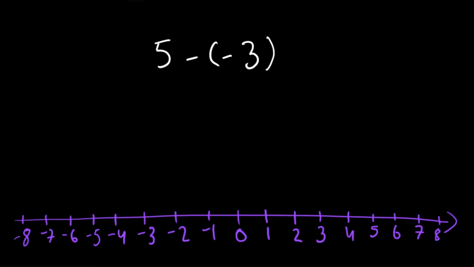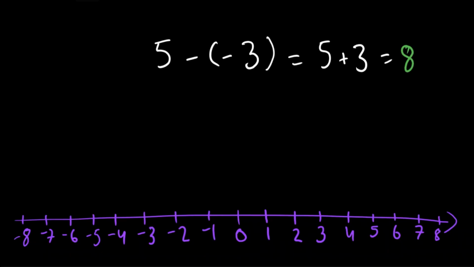Subtracting a negative, like in this case, is the opposite of subtracting, which is adding. Remember, subtracting means moving opposite of, and negative means to the left. So we're moving opposite of left or right, which is adding. So we can rewrite this as 5 plus 3, which we know the answer to is 8.